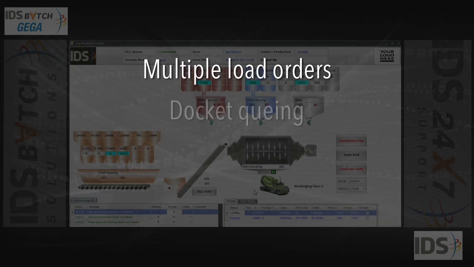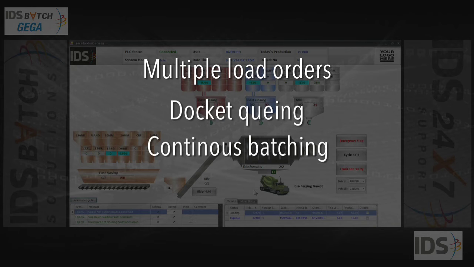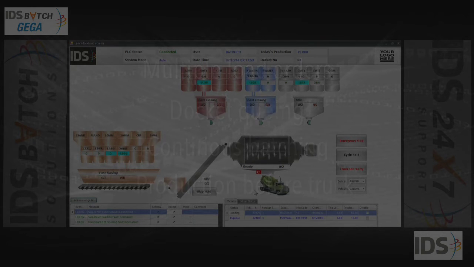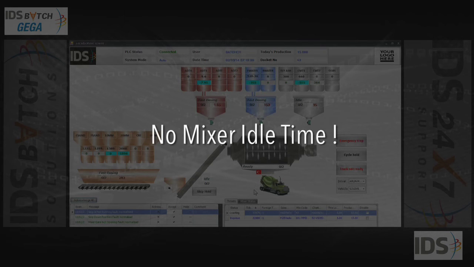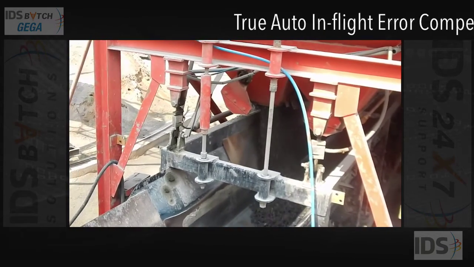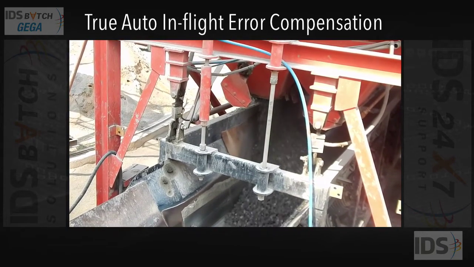IDS Batch Gega starts batching for the next load even before the last batch of the previous load is underway. So, no mixer idle time between the loads. Batching through single gate operation, no jogging.